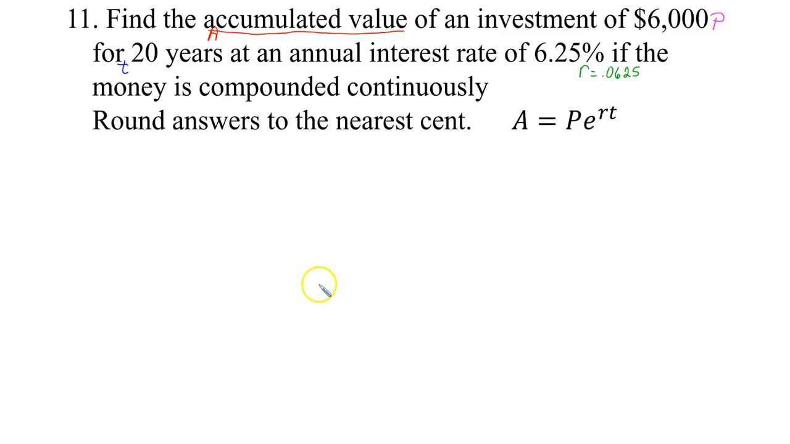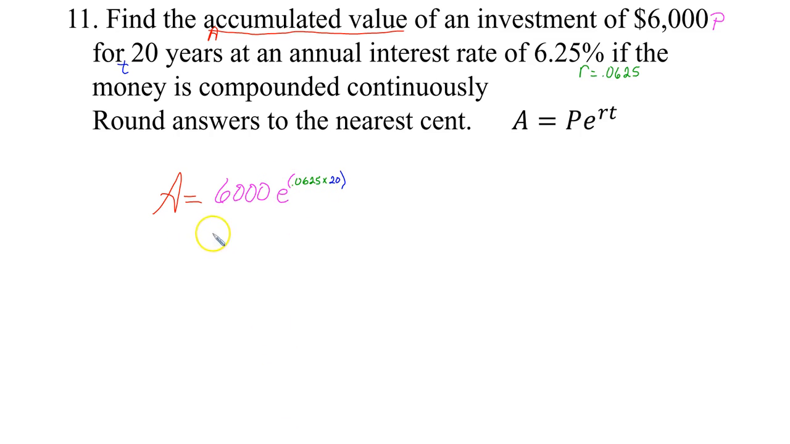Okay, so we have to move our decimal 2 places. All right, so let's find this. A is equal to 6,000 times e to the, and I would put this in parentheses, so we know that the interest rate is 0.0625 times the time of 20 years. Okay, and we're going to type all of this into the calculator just like that, putting this in parentheses.